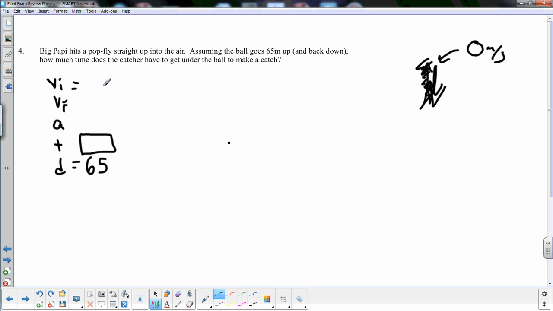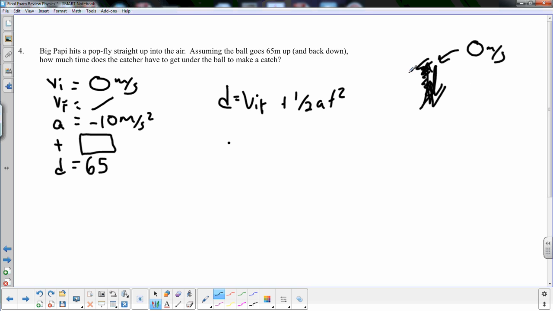VF, I don't care about because we're just looking at time. The acceleration is still negative 10 meters per second squared. And what we're going to do is solve for time. So VI, A, T, and D. That sounds to me like this guy again. D equals VIT plus 1/2 AT squared. But if we're looking at this like a free fall, this is only going to solve half of the time. And we'll get back to that in a second. So our initial velocity, we're going to say at the top is 0. So 0 plus 1/2 negative 10 t squared equals 65 meters.